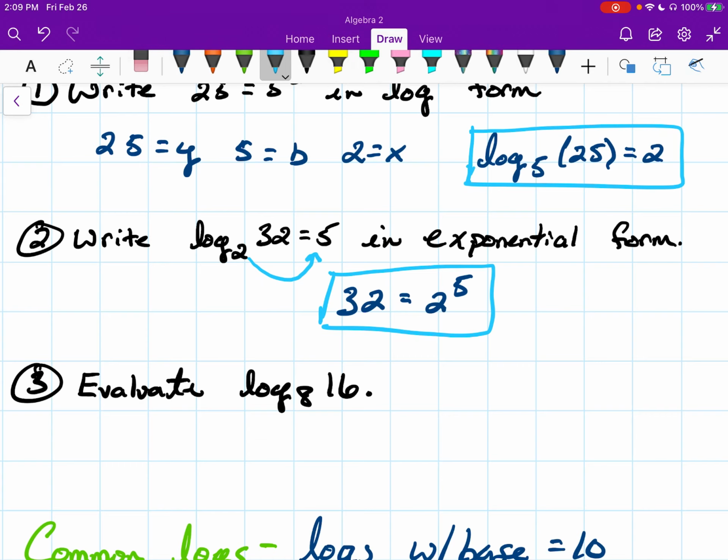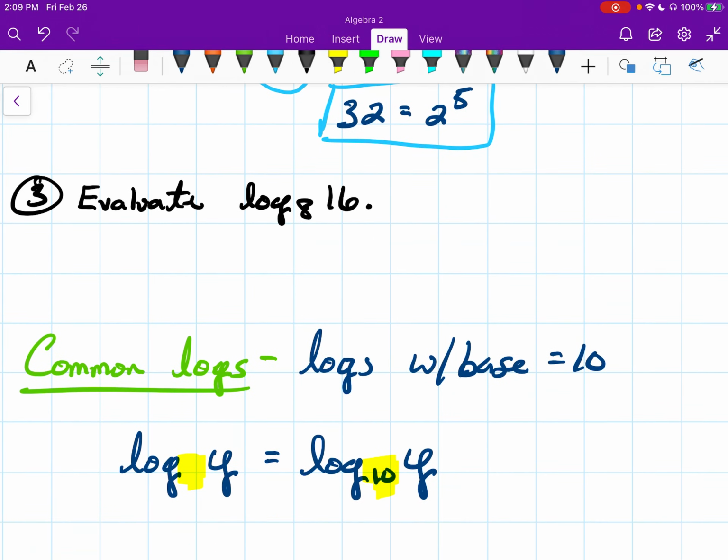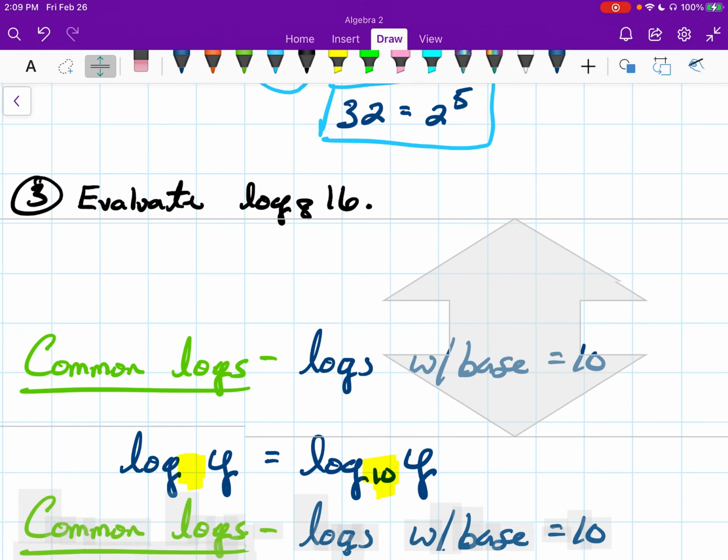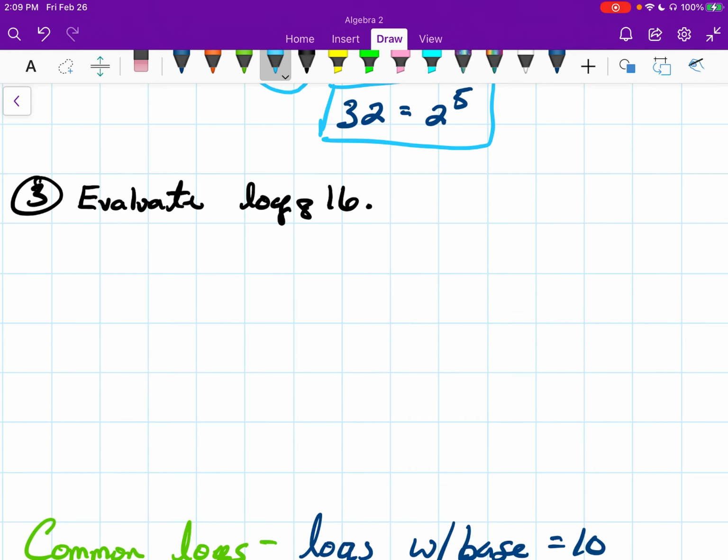All right, moving on. Number 3, evaluate log base 8 of 16. Now, if you're using a Texas Instruments graphing calculator, at least if it's similar to mine, I press the math button and go to the very bottom of the list, where it says log base. I click on that, fill in the 8 and the 16, and I get 1.3333, 1.3 repeating.